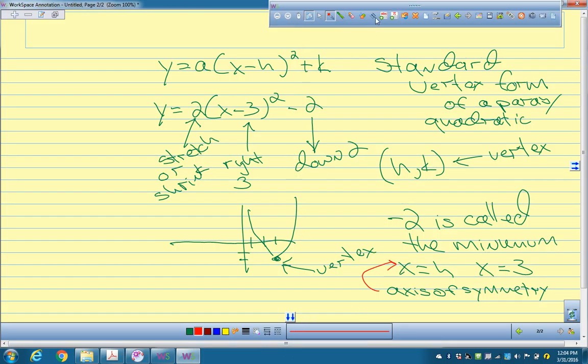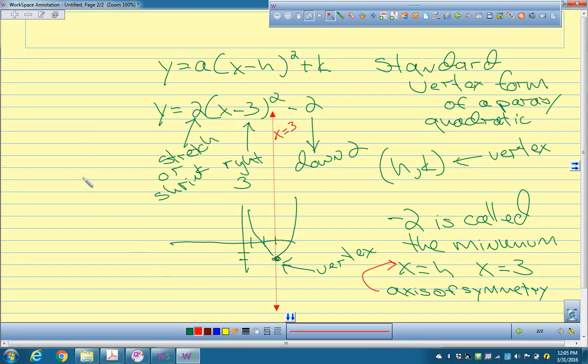Axis of symmetry, you guys know what the axis of symmetry is? What does it do? No one knows? Yep, it's the thing that cuts the parabola in half. It's like a mirror. So x equals h, in this case x equals 3, is the axis of symmetry for this graph.